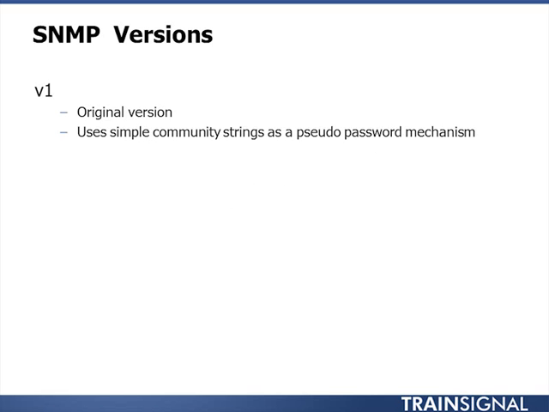There are actually multiple versions of SNMP available out there. Version 1 was the original version, as you might expect. And this used a simple community string as a pseudo password mechanism. So basically, rather than having a username and password combination to be able to get to the SNMP capability in a network device, you simply have basically a password. And the default password for pretty much every SNMP device is public. And this public password, which is actually the word public, allows someone to gather information from that network device.